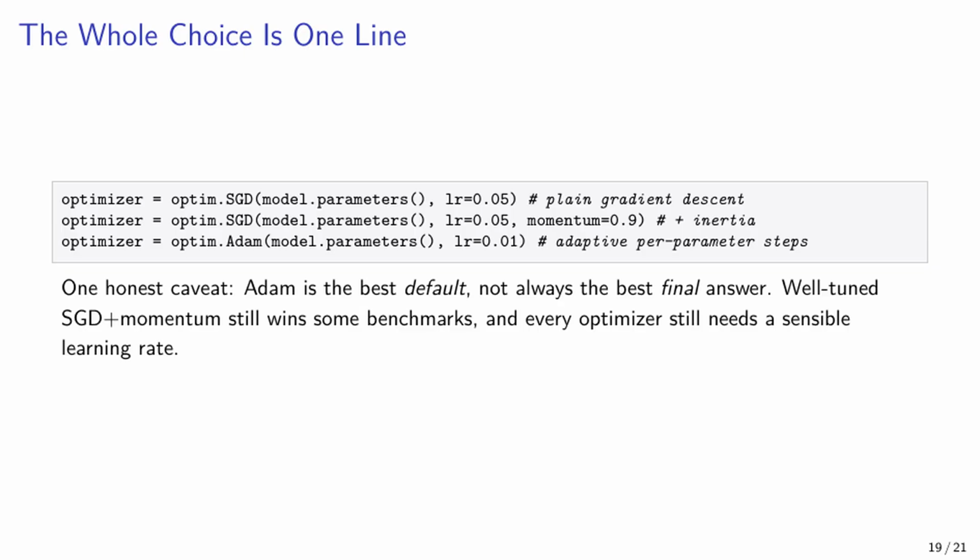One honest caveat. Adam is the best default, not always the best final answer. Well-tuned SGD with momentum still wins some benchmarks, and every optimizer still needs a sensible learning rate.